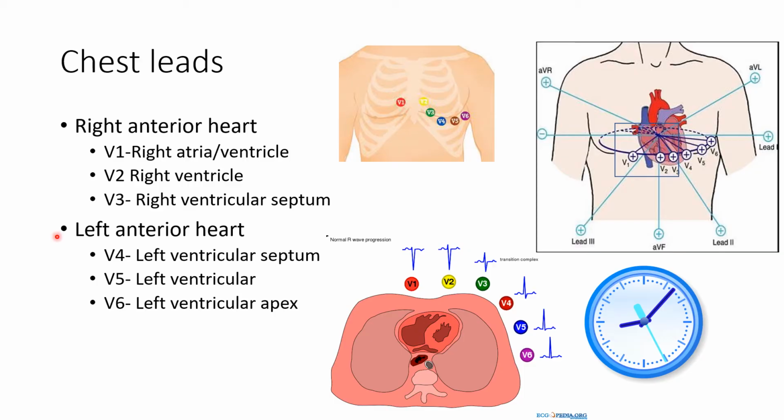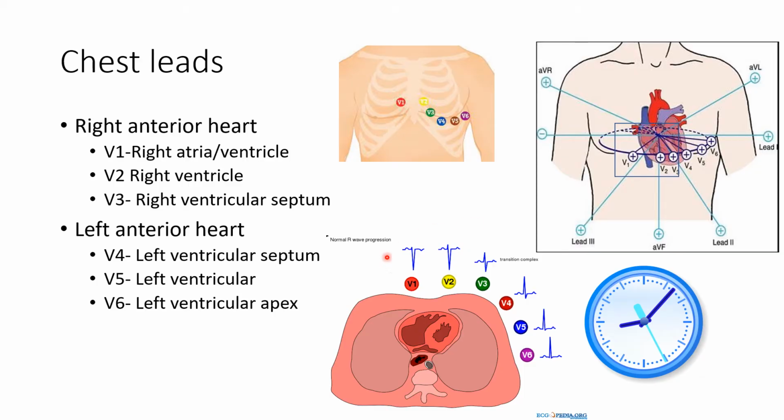Finally, we have the left side of the heart. V4 looks at the left ventricular septum, V5 at the left ventricle, and V6 at the apex of the left ventricle. These also let us look anteriorly at the heart. Remember, the limb leads only let us look from a top-down perspective, or looking down the hand of a clock. These let us look right at the clock face.